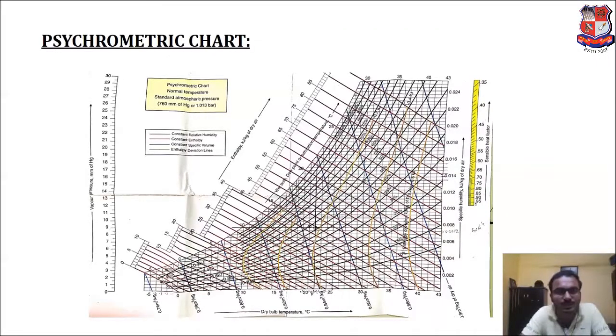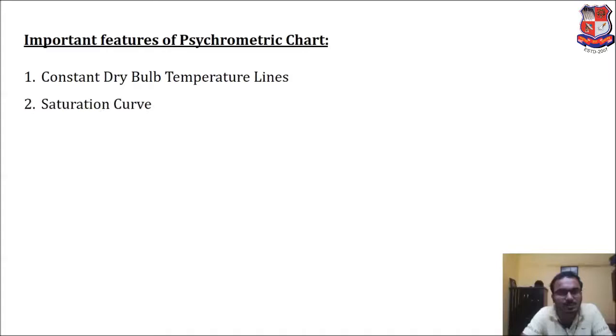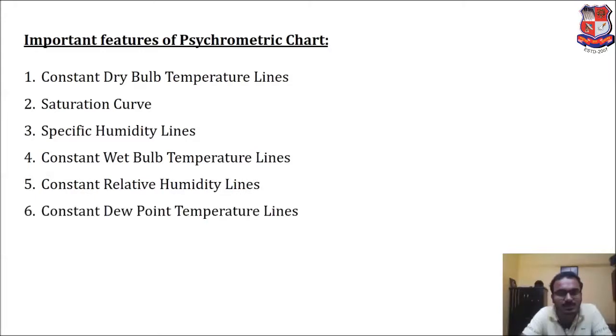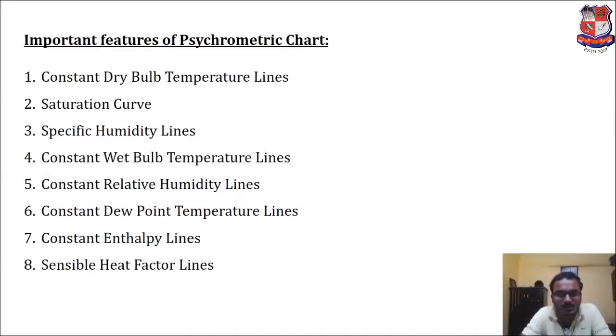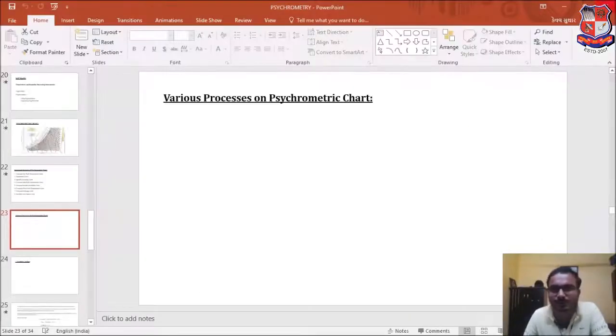Okay, we are now done with the psychrometric chart, and the important features of psychrometric charts are constant dry bulb temperature lines, saturation curve, specific humidity lines, constant wet bulb temperature lines, constant relative humidity lines, constant dew point temperature lines, constant enthalpy lines, sensible heat factor lines. Now we are going to study various processes on the psychrometric chart. So to understand this, we will first draw one figure.